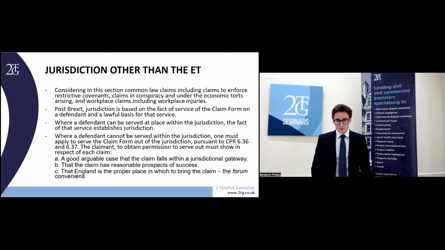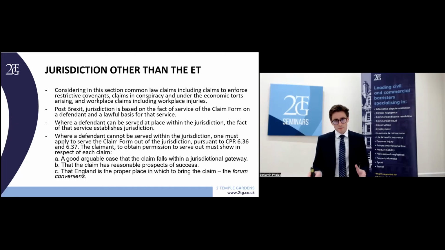So, pausing for a moment there, we've looked at employment tribunals, the question of international jurisdiction in employment tribunals, and then the more litigated question of the territorial scope of employment legislation that those employment tribunals might be applying. We're now going to leave employment tribunals and move to look at jurisdiction in respect of claims other than those brought in employment tribunals. So the types of claim we're looking at here are common law claims, for instance, those to enforce restrictive covenants, claims in respect of conspiracy or the economic torts, or workplace injuries.